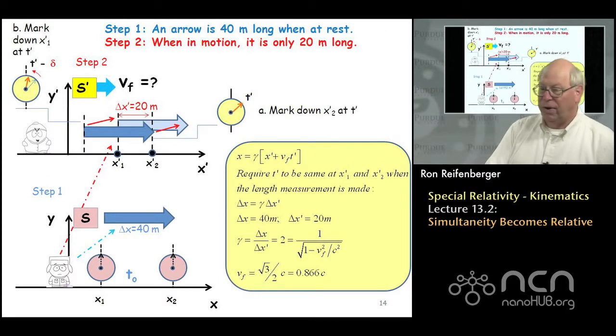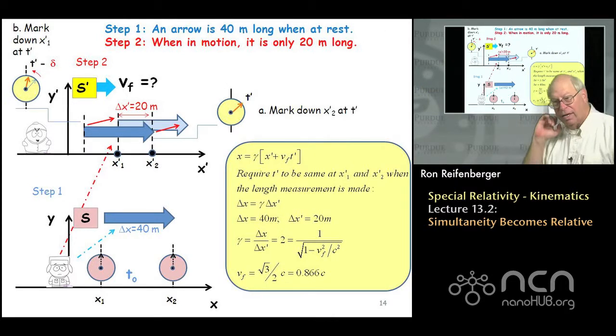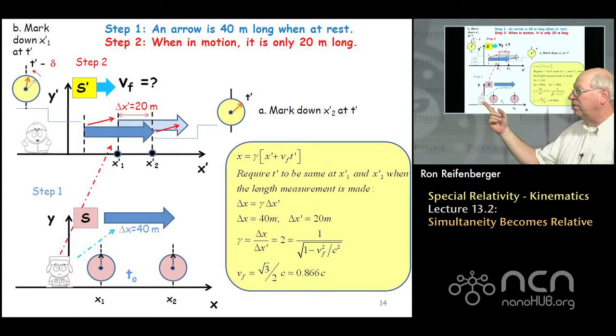So the way I try to explain it is I try to discuss the measurement process. The measurement process is as follows. This observer has to mark down on his ruler that's attached to his reference frame where this arrow is as it speeds by. Initially he marks down a position x2 in his reference frame that corresponds to the front end of the ruler, at point x2 prime in this reference frame.